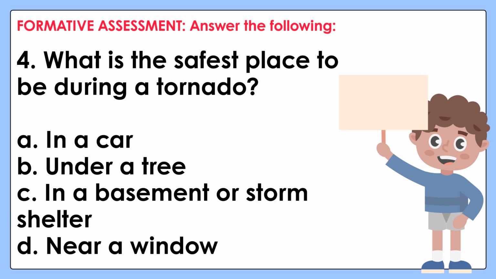Number 4. What is the safest place to be during a tornado? A. In a car. B. Under a tree. C. In a basement or storm shelter. Or D. Near a window. The answer is letter C. In a basement or storm shelter.